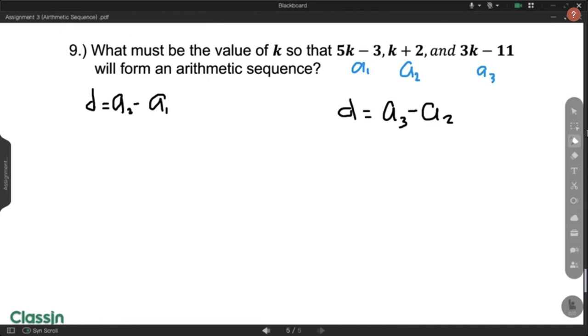Okay, let's find the common difference. D is equal to a sub 2, that is k plus 2 here, minus 5k minus 3.